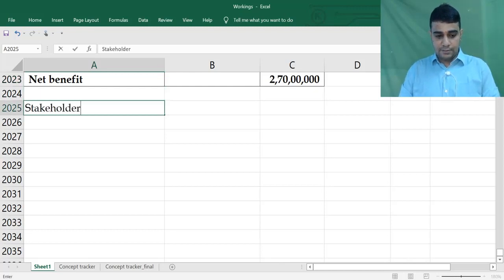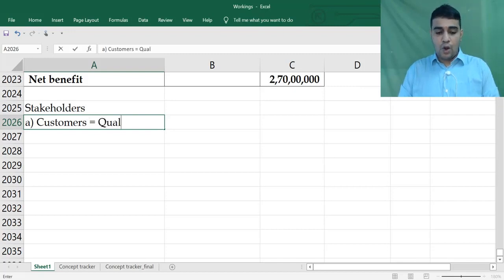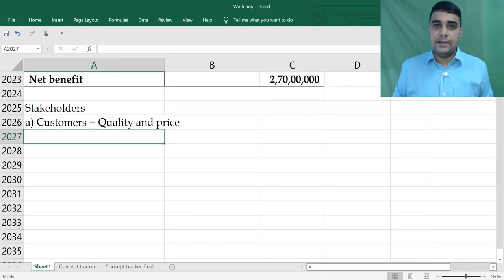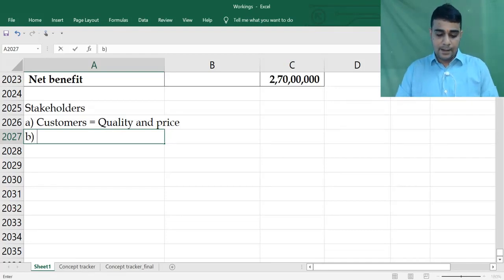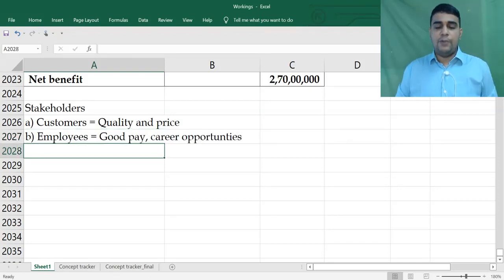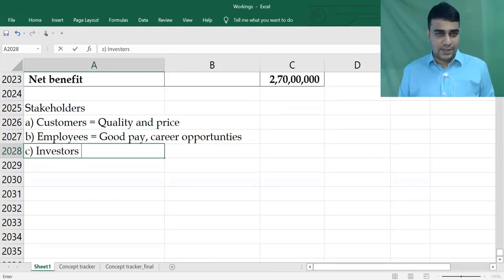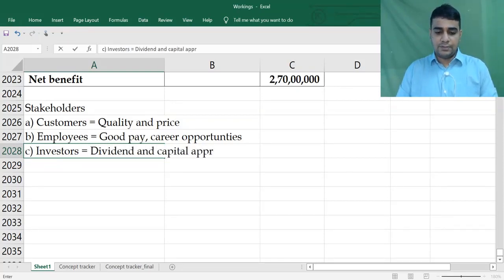Tell me the stakeholders. Wait for a minute. Customers. Customers want quality and good price. They want a good quality product at an affordable price. Who else? Employees. Employees want good pay and career opportunities. Who else is there? Investors. They are the primary stakeholder whom we always consider. Investors want dividend and capital appreciation.